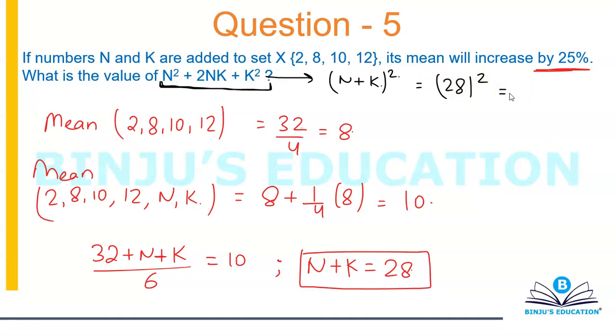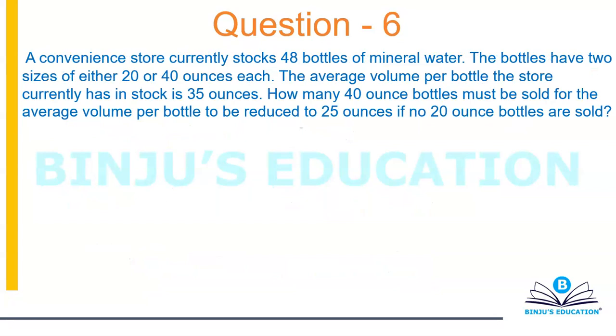So it will be 28 into 28, which will be 784. All right, simple question. Let's move on now. So pause the video and try this question number 6, please.